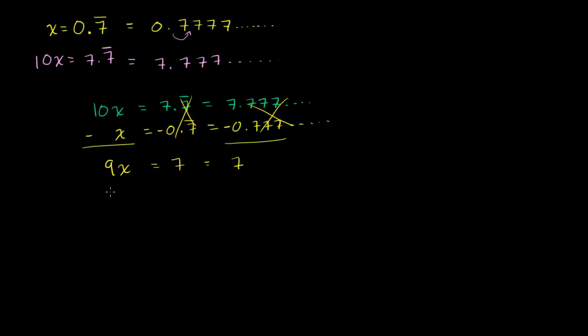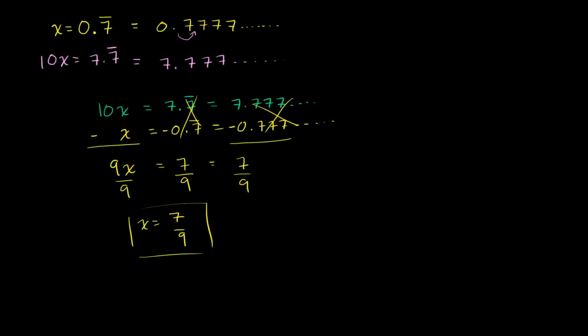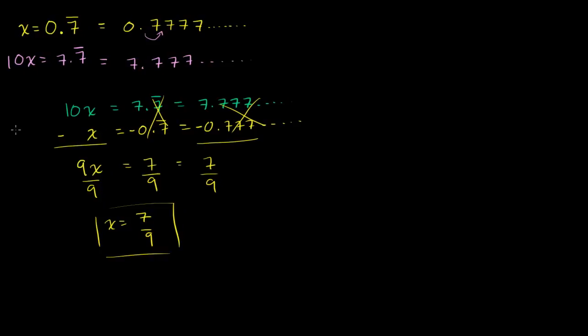To solve for x, you just divide both sides by 9. Let's divide both sides by 9. Well, I could do all three sides, although these are really saying the same thing. And you get x is equal to 7/9. Let's do another one. I'll leave this one here so you can refer to it.